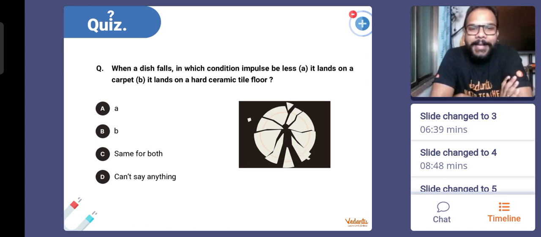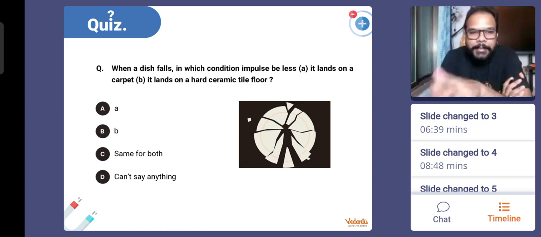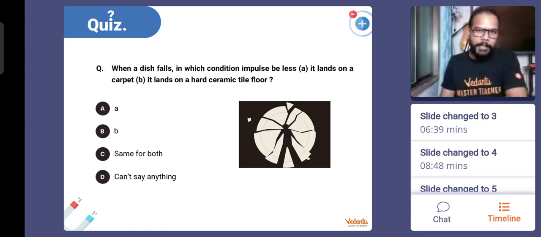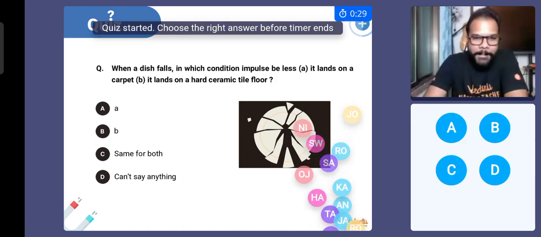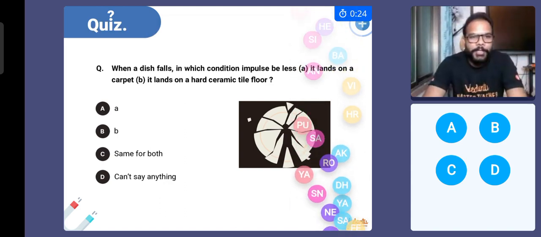When a dish falls, in which condition will the impulse be less? When it lands on the carpet, that is situation number 1, or when it lands on a hard ceramic tile floor? So where do you think the impulse will be less? When it lands on a carpet, a relatively cushioned surface, or when it lands on a very hard ceramic surface? Imagine in both situations it breaks similarly. Okay, giving you guys 30 seconds and the time starts in 3, 2, and 1. Where do you think the impulse will be less? This is where the check of concepts will be, how much you have understood what I've said so far.